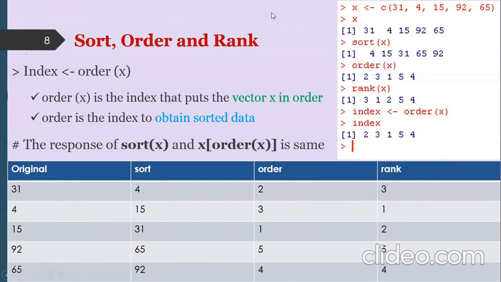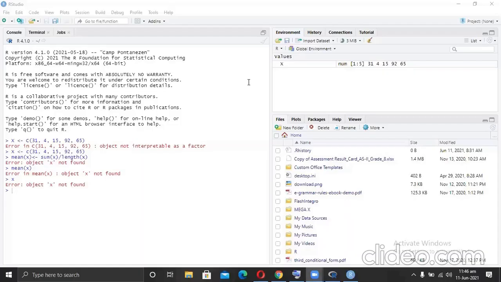So now, Shafiq, please share the slide. Yes, sir. Okay, so now we have defined x, so we have created 31, 4, 15, 92, and 65.